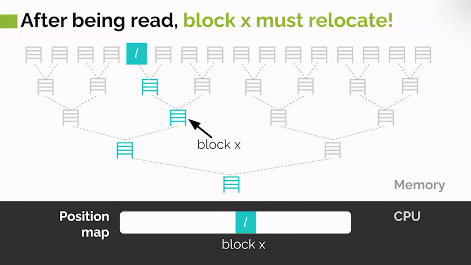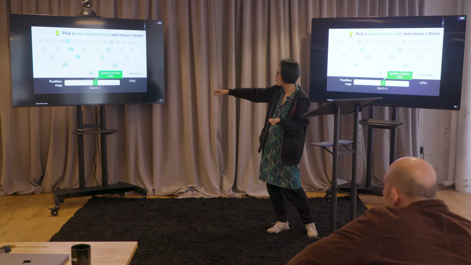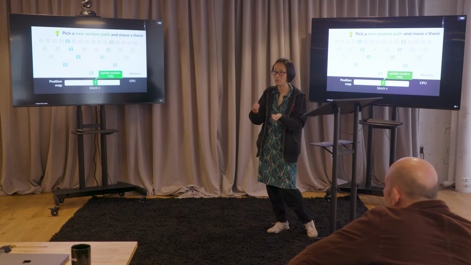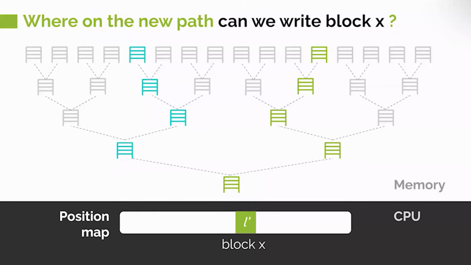And at this moment, let's revisit the key intuition. After we read a block, it has to be relocated immediately. So how do we relocate it? The most natural idea is I will pick a new path and assign the block to a new path. So suppose I happen to pick the green path, and I want to write this block in my hand to this green path. And the question is, where on the green path can I write it? Obviously, first I will update the position map to record the fact that the block has been relocated to the green path.